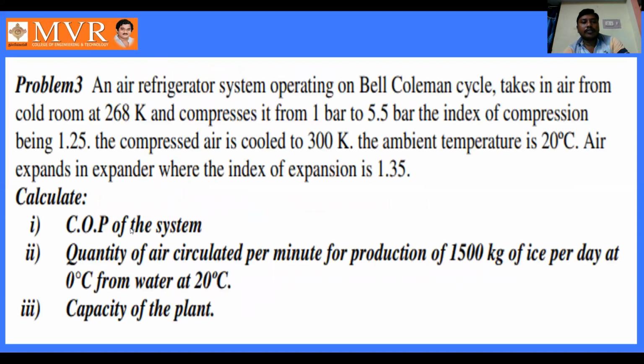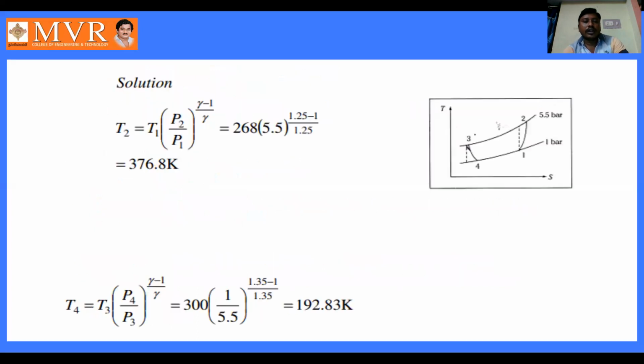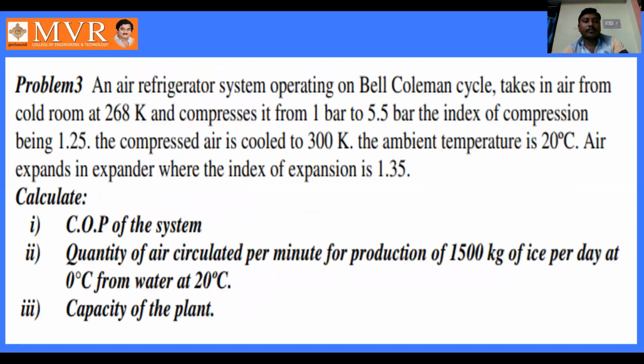See here, we can observe that in the first point he asked us to calculate the coefficient of performance of the system. Hence we have calculated the coefficient of performance value as 2. And the second one in the problem is asking to calculate the quantity of air circulated per minute.